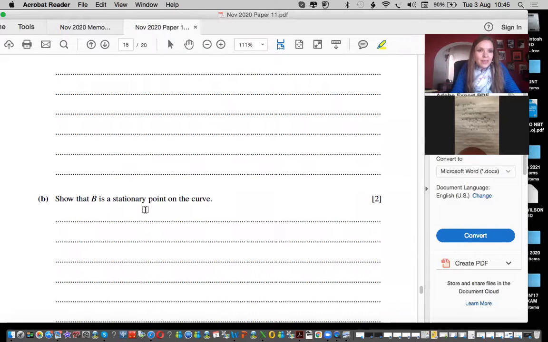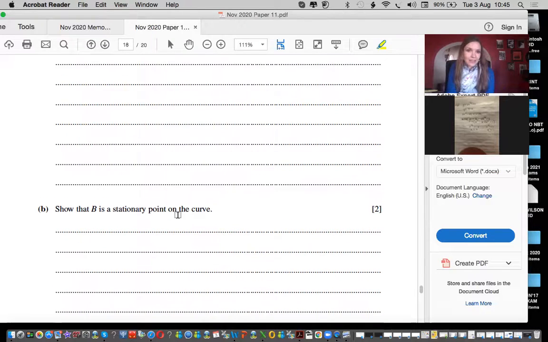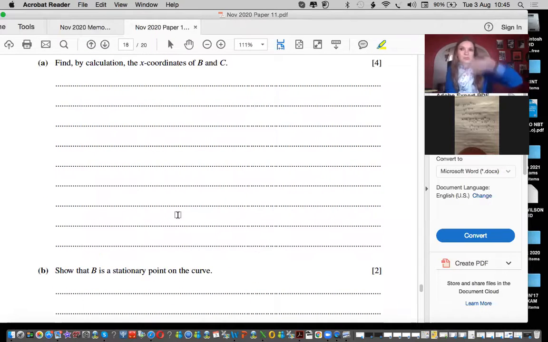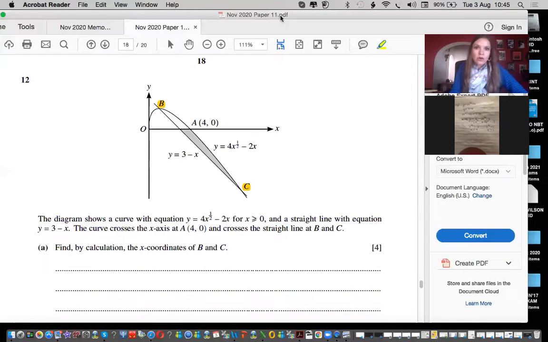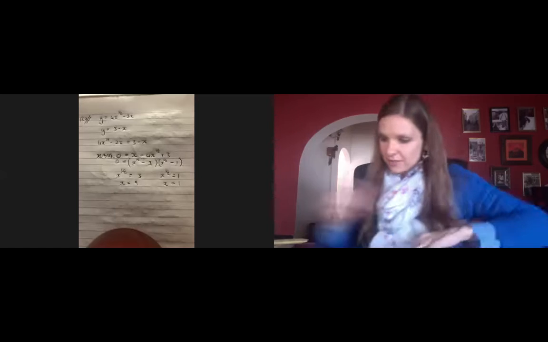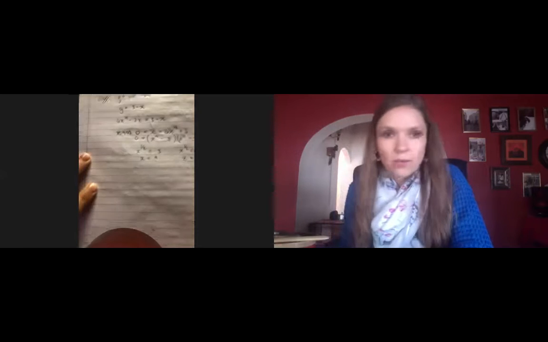Show that B is a stationary point on the curve. Stationary point means derivative equal to 0. No gradient at a stationary point because you are perfectly horizontal. We need to show that B is a stationary point. We can do that. Let's take our curve and let's derive it. By the way, never drink and derive. Very important.